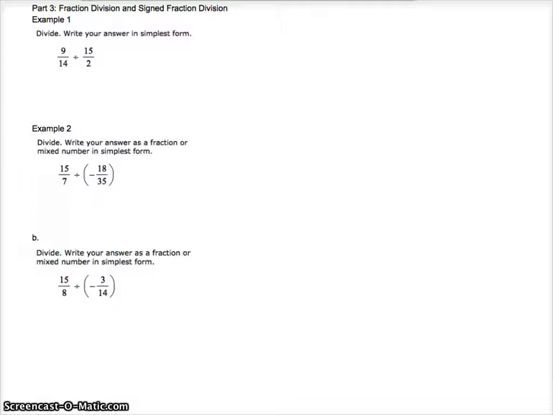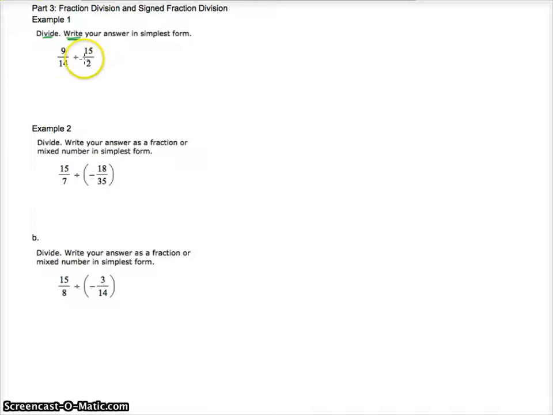Hello, this is part 3, well actually part 4. I split the multiplying fractions into two different parts: fraction multiplication and fraction division all in one thing. So first, this first example is a review of division. It says divide, write your answer in simplest form.